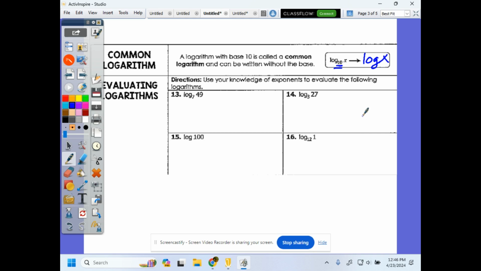Okay? So if I have here log base of 10 is 7, that is the same as writing it log of 7. The 10 here is invisible. You don't write it down. No need for you to write it down. So if you don't see a base on the log, that means it's automatically equal to 10.